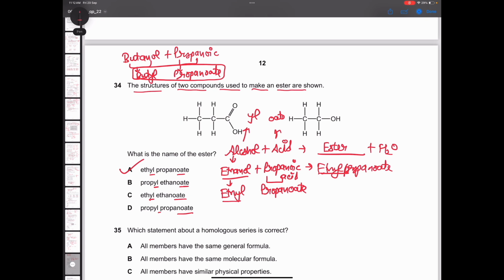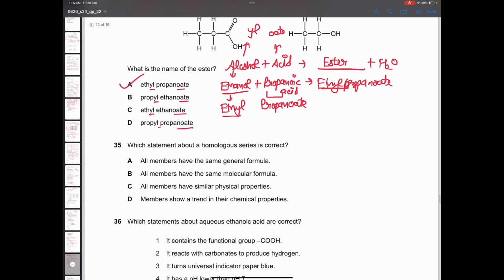Next question. Question number 35. Which statement about homologous series is correct? We know that homologous series have the same general formula. They have similar chemical properties and they differ by a CH2 group. So they have the same general formula. Yes, this is correct. All members have the same molecular formula. Not possible. Molecular formula, how can they have the same number of atoms? Not possible. All members have similar physical properties. There is a change in physical properties. So this is not correct. Members show a trend in their chemical properties. Chemical properties are somewhat similar, so there is not exactly a trend. So option number A will be correct.